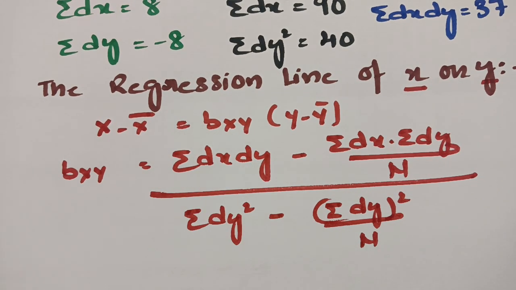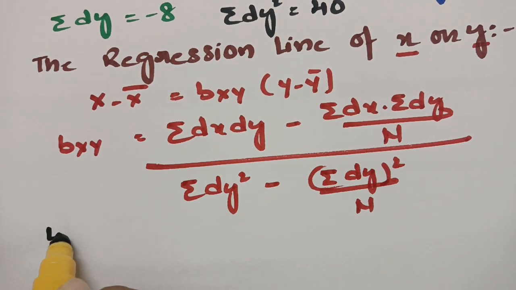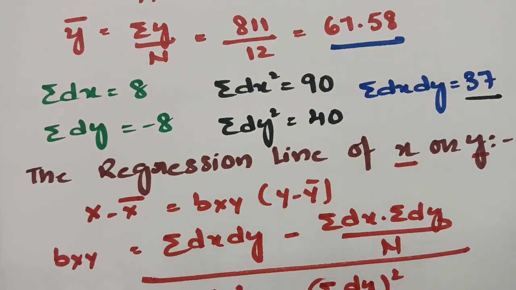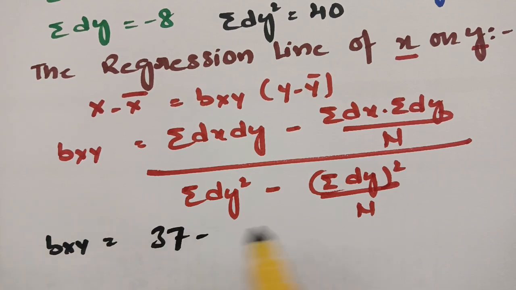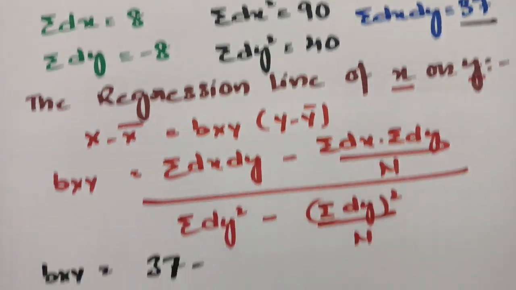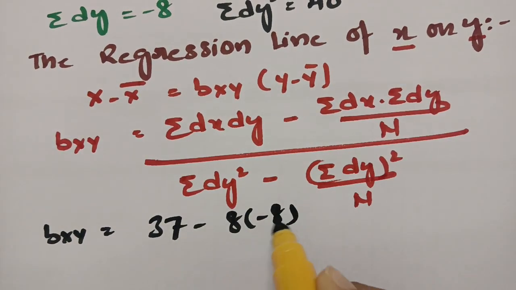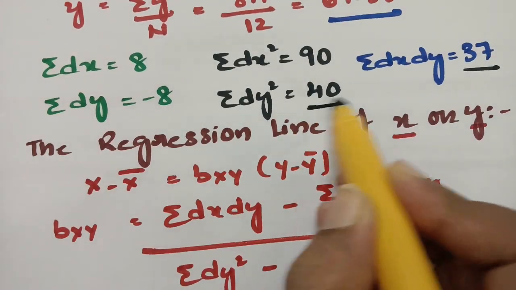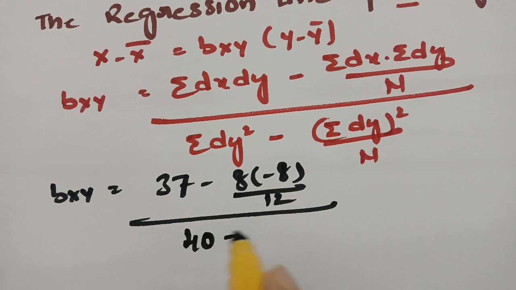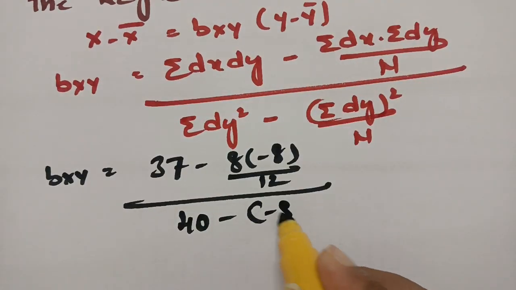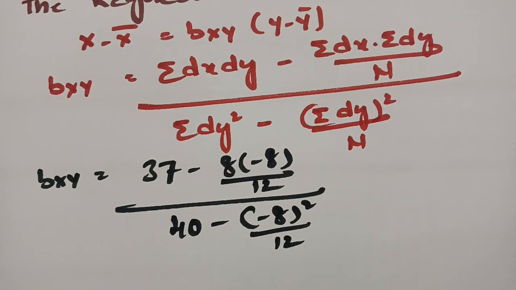So we have to substitute here. Now I am going to write all the values. So bxy value is equal to, what is sigma dx dy? Sigma dx dy value is equal to 37 here. So this is 37 minus sigma dx. What is sigma dx? This is 8 and sigma dy value is minus 8. So this value is 8 and minus 8 by n value is equal to 12, and sigma dy square value is equal to 40 here. This is 40 minus sigma dy whole square. Sigma dy whole square means minus 8 whole square by n value is equal to 12.